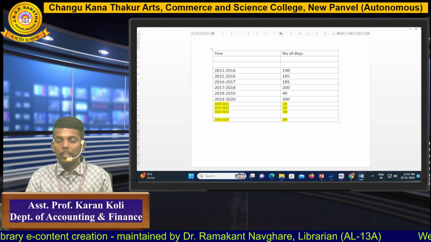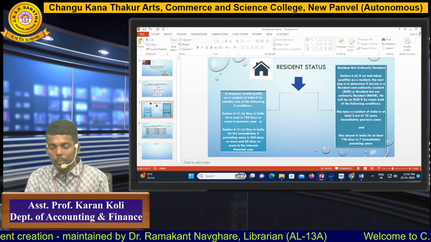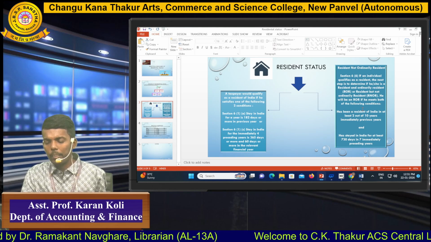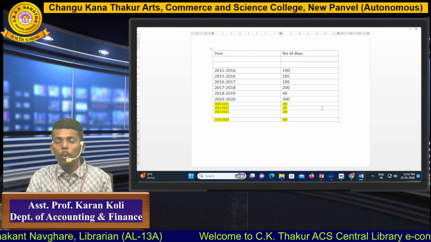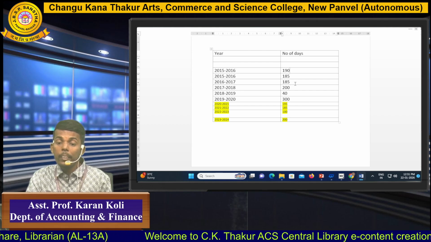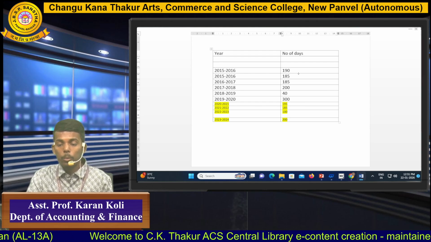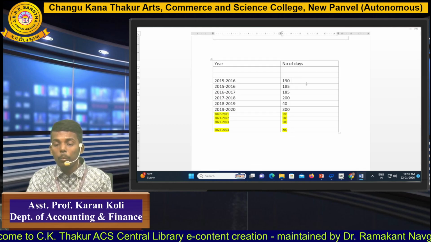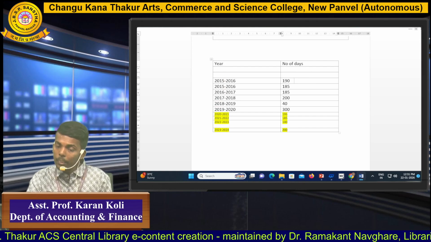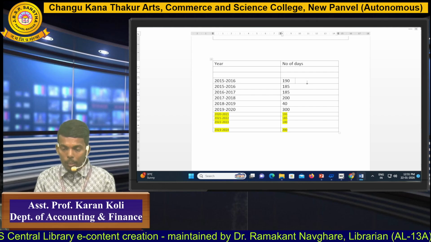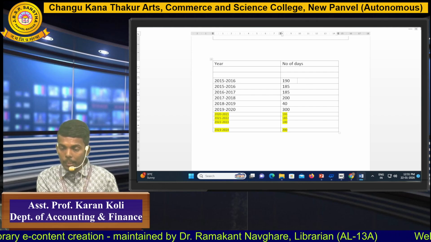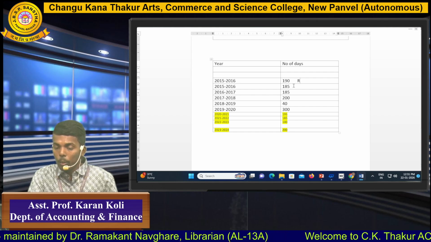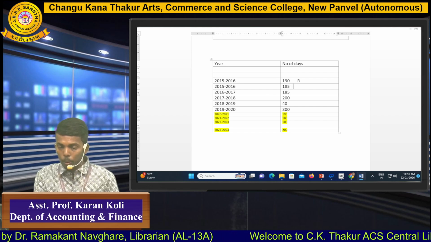So the first additional condition, all of you, what is the first additional condition? He has been resident at least 2 years out of 10 years. So how do we determine a resident? We already studied in the basic condition: he stays in India 182 days or more, so he is a resident of India. That's why in the year 2015-16 he is a resident of India, because he stayed in India 182 days or more, 190 days here.